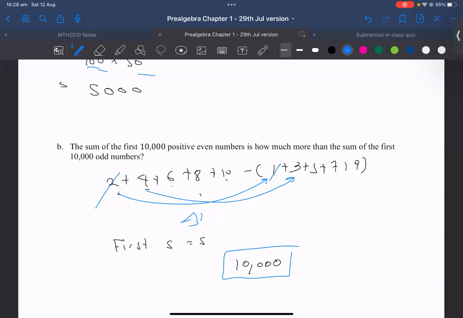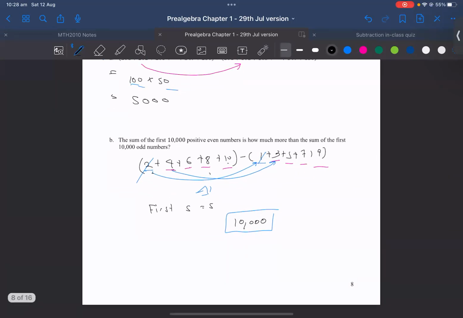So just look at the first 5, right? Each of the first 5 numbers: 2 is 1 more than 1. 4 is 1 more than 3. 6 is 1 more than 5. 8 is 1 more than 7. 10 is 1 more than 9. If you keep going, 12 is 1 more than 11. 14 is 1 more than 13. It keeps going. All of the even numbers are exactly 1 more than the corresponding odd number. So the 10,000th even number is 1 more than the 10,000th odd number. So there are 10,000 pairs of numbers that have a difference of 1. Whatever the number of terms is, you just have that many pairs of 1.